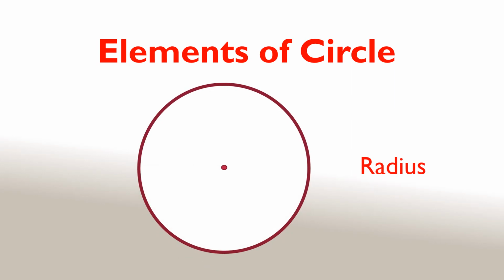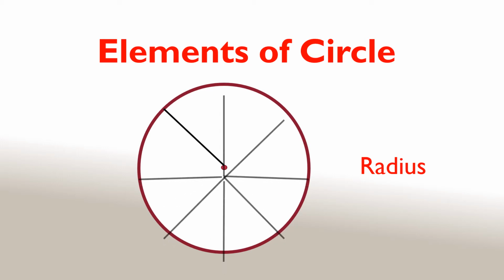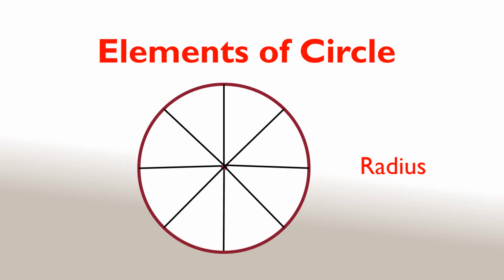Now children, let us see what is the radius of a circle. See here I have shown a circle with a center. When you join the center with any point on the circle, it becomes the radius of the circle. You can draw as many radii as you want on the circle, and all the radii are of equal length.